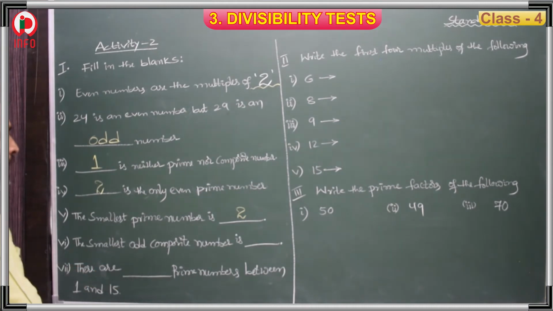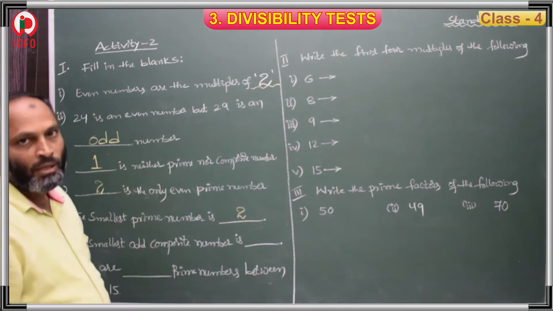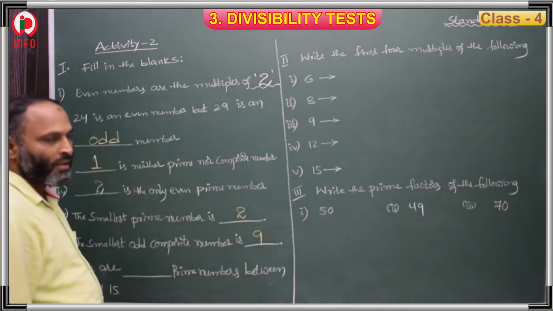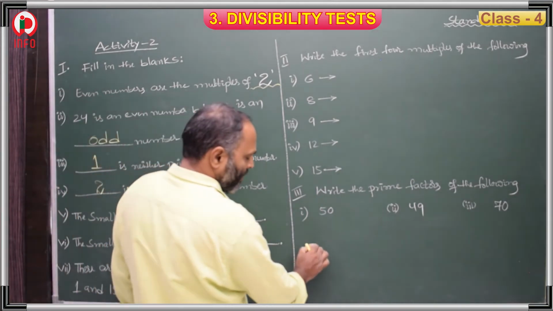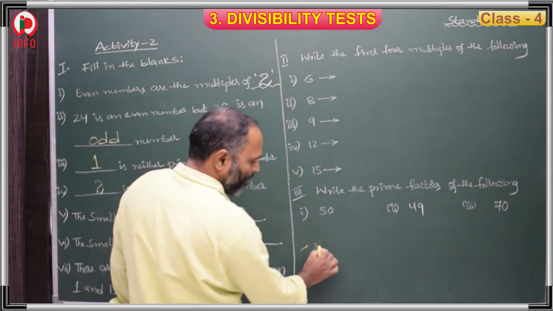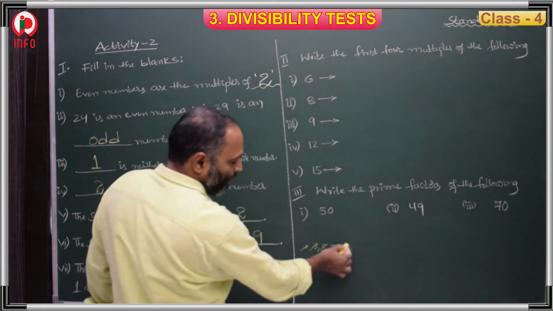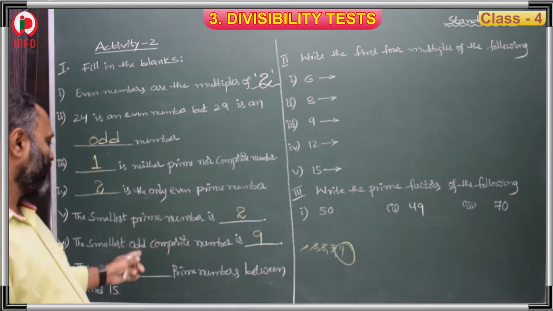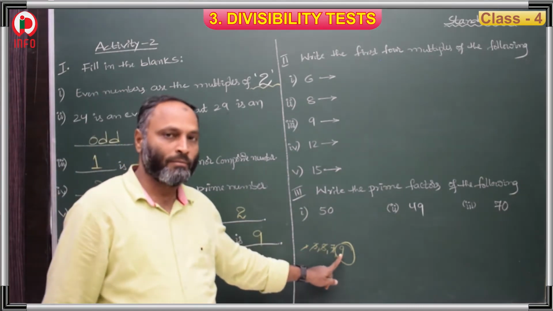The smallest odd composite number. Which one? That is 9. 9 is the smallest odd composite number. Why? Because odd numbers start from 1, and 1 is neither composite nor prime. 3 is a prime number, 5 is a prime number, 7 is a prime number. Then 9. Only this 9 is an odd composite number.